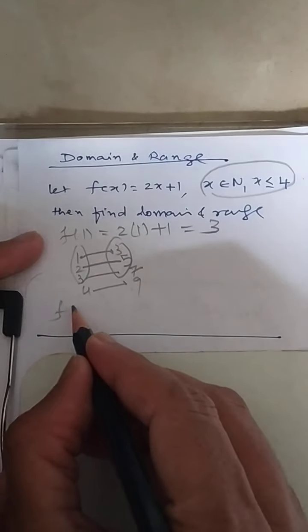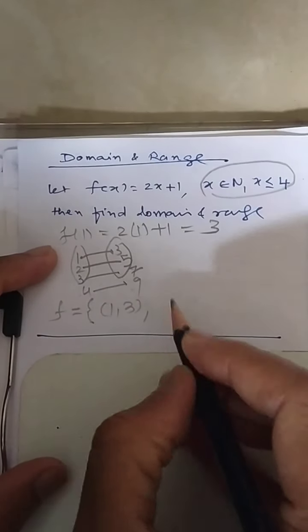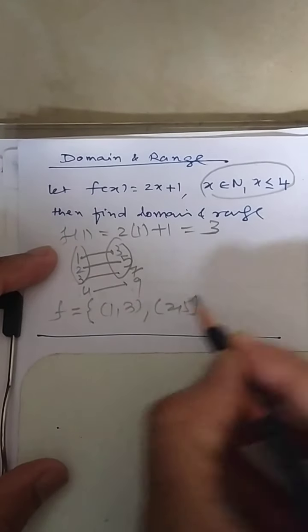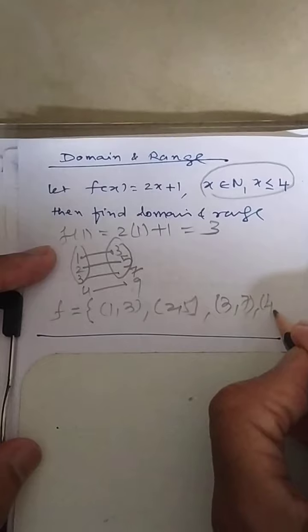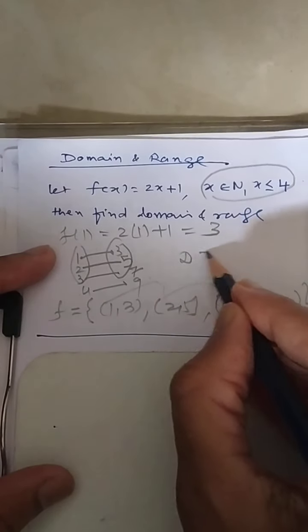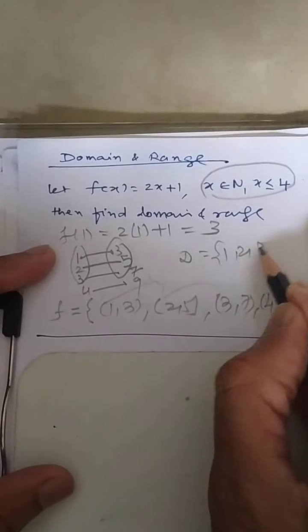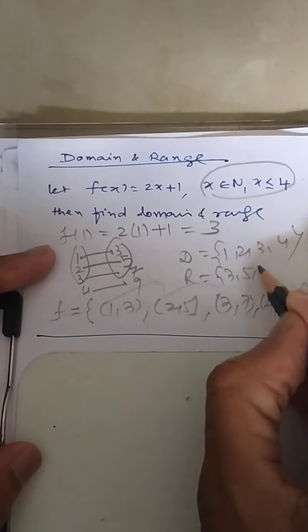If I want to write this function, then it can be written as 1 to 3, 2 to 5, 3 to 7 and 4 to 9. So this becomes the domain. The domain of this function is 1, 2, 3, 4. And what is the range of the function? 3, 5, 7, 9.